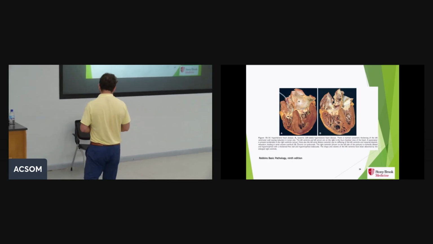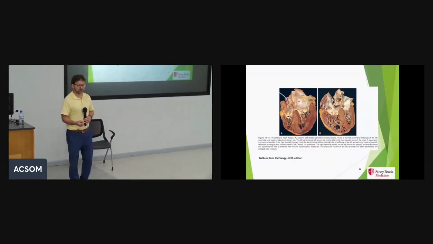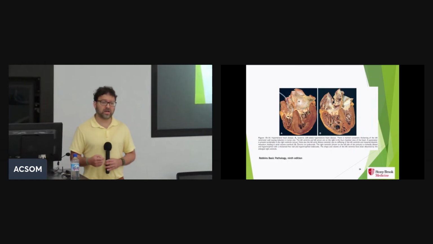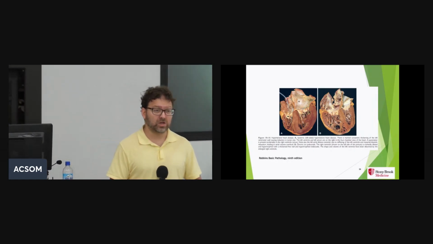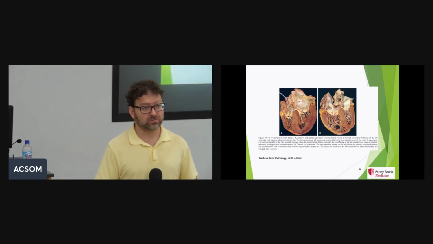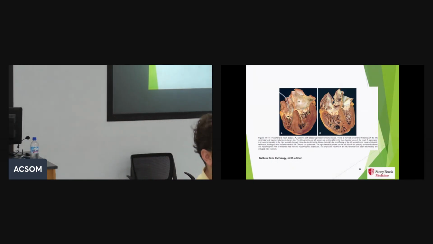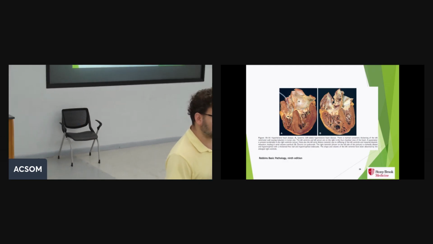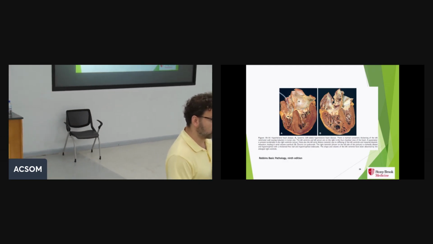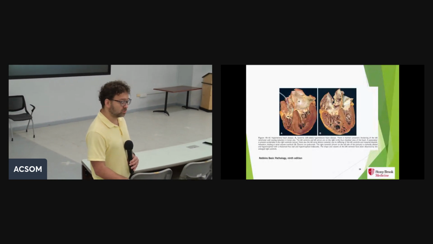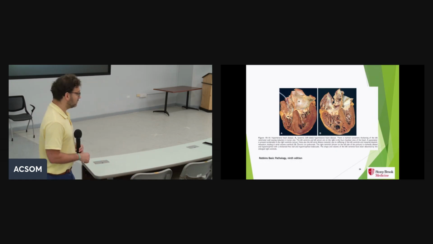Cor pulmonale, you'll get to later on, I think. Cor pulmonale is right-sided heart failure due to a pulmonary issue. The most common cause of right-sided heart failure is left-sided heart failure. But sometimes you have right-sided heart failure that has nothing to do with the left side. It has to do with a problem with the pulmonary system. That's cor pulmonale.